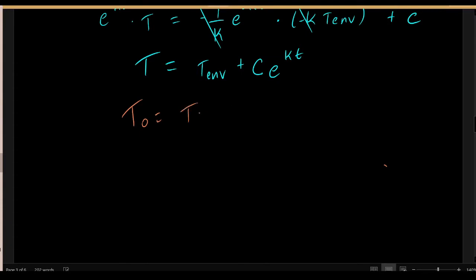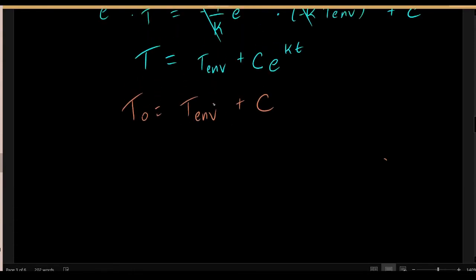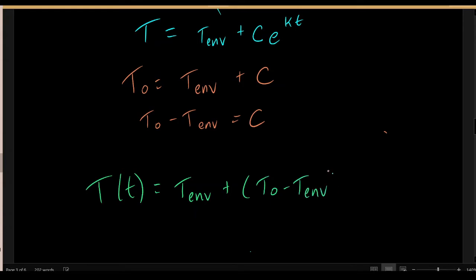So if I plug in t equals 0, then the exponential factor becomes 1, and I'm left with T0 equals T of the environment plus C. And therefore, if I take the initial temperature and subtract the temperature of the environment, that's going to be equal to my C value. Therefore, our temperature at any given time is equal to the temperature of the environment plus (T0 minus the temperature of the environment) times e^(kt).